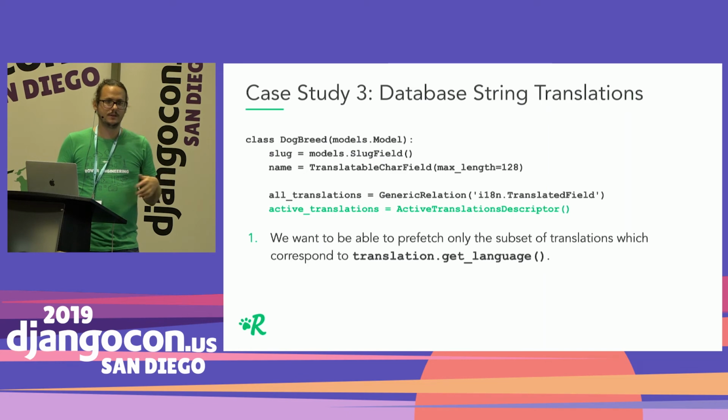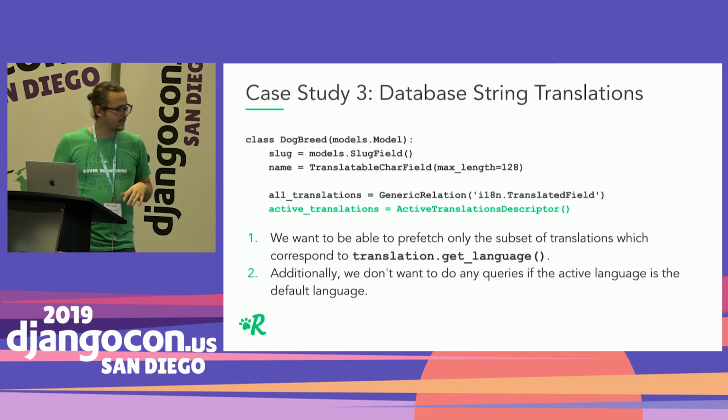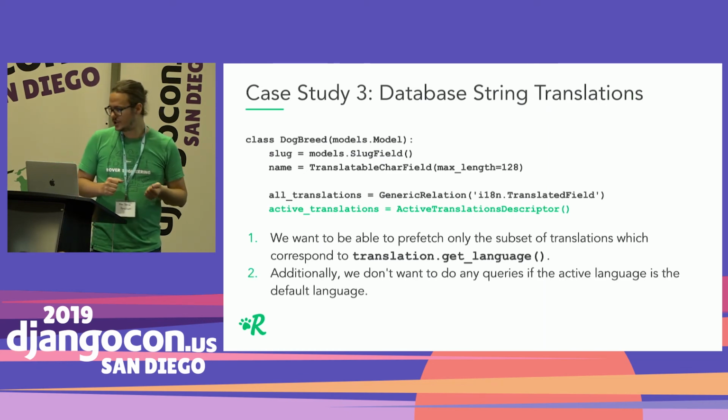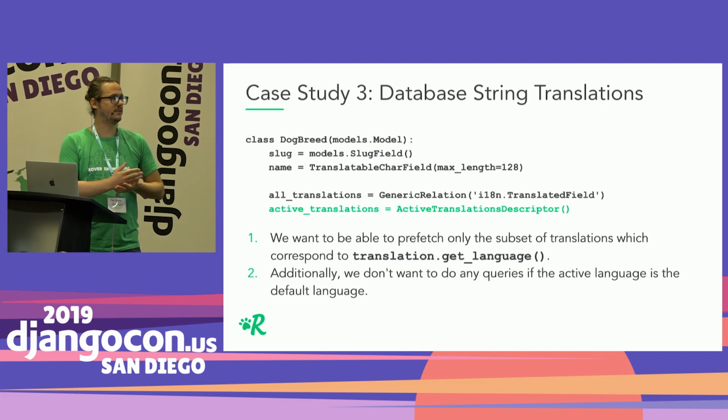So if a user's preferred language is French, we only want to fetch the French translations. Additionally, since a large percentage of our traffic uses English as a primary language, we don't want to take this additional query overhead if we're not actually going to use any of the translations. We don't actually want to do those queries. Cool. So how do we get prefetch related to do this?